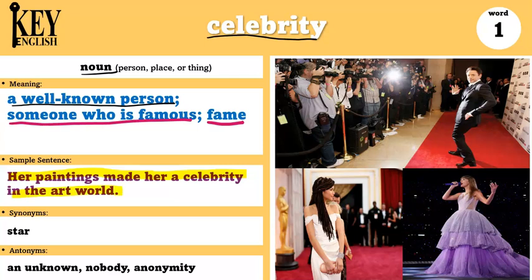So there's a person who made some paintings, and the paintings were so well known in the art world, meaning by people who like art, so she became a celebrity. Maybe you've seen pictures of celebrities like this walking down a red carpet and getting their photos taken. Who is your favorite celebrity? A synonym of celebrity is star, and antonyms are unknown, nobody, or anonymity.